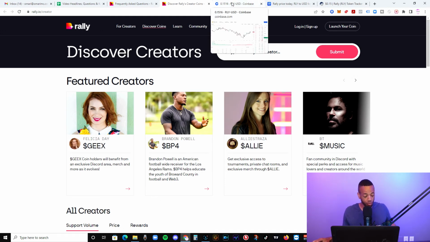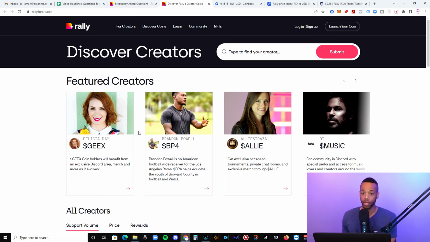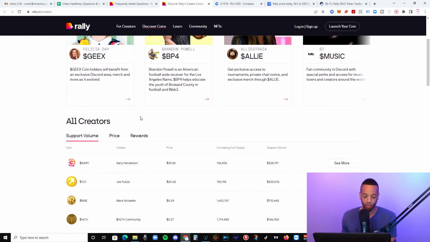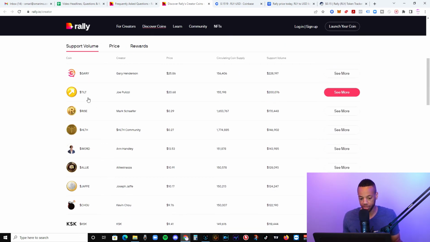So the sidechain, all the transactions that happen on it are going to be compatible with the main chain because you can bridge it out. There's a bridge there. If there were no bridge, then you wouldn't ever be able to get your money out of a sidechain. So every coin on Rally.io is tethered to Rally, RLY, that ticker symbol. So when I buy Gary or I buy Tilt or I buy Rise or I buy Health or Word, the base pair for all of these is Rally so that it can be compatible with the main chain.